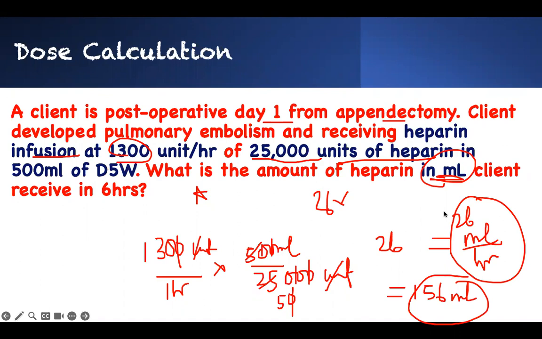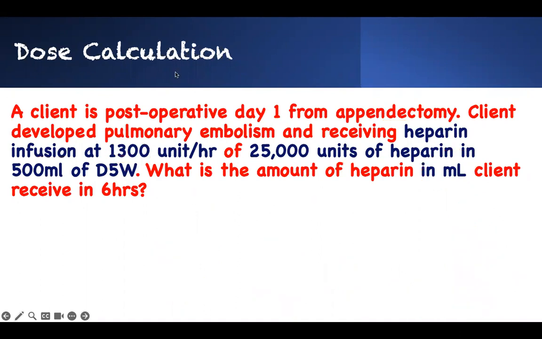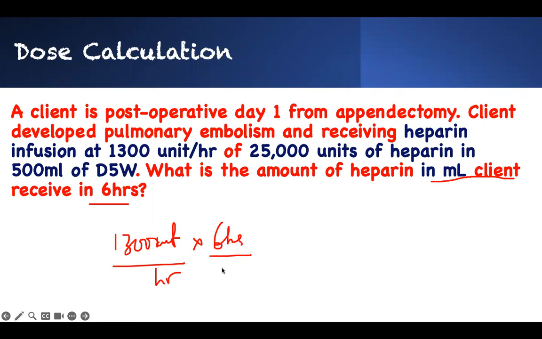You can put it in the beginning of the case where you put 6 hours here over 1, and that will take care of it right away. So let me do it, and you can see it's the same thing. I put 1300 units over hour. The question said in ml in 6 hours. So I put times 6 hours here. So the hours is gone. Okay, I put 1 here. So the hours is gone. The same thing.